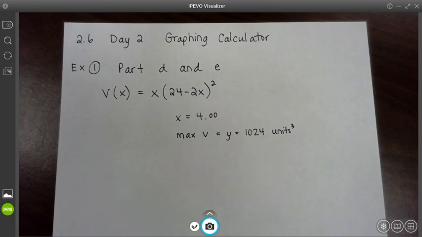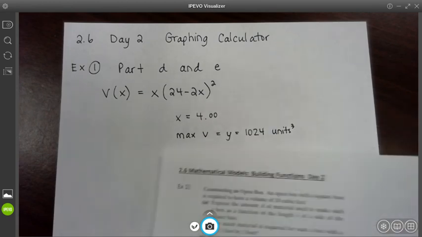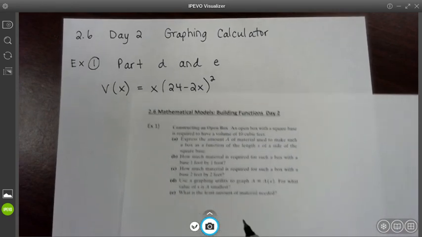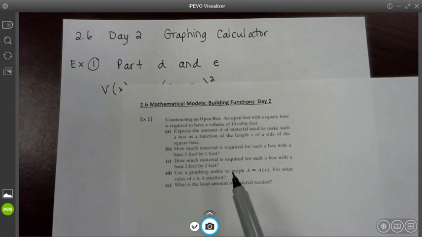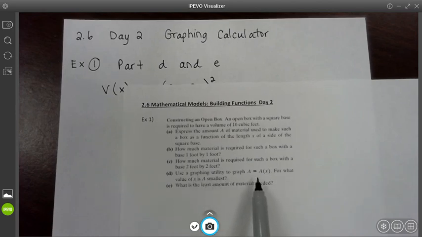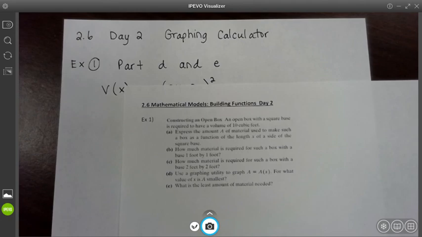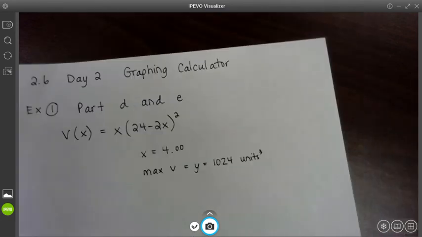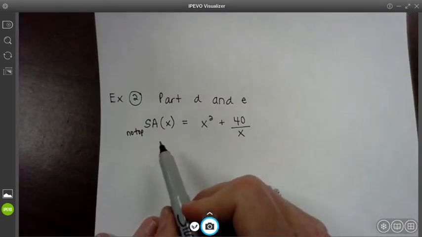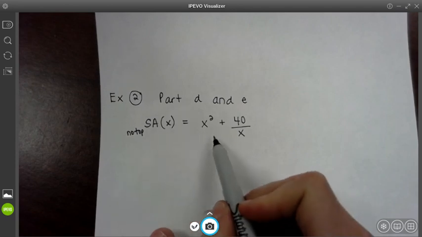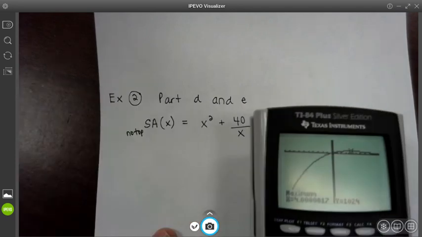Okay, all right, and then the last problem was actually this one, where we had to do the surface area as a function of the length x, and it said use a graphing utility to graph the area for what value of x is it the smallest. So now we'd be looking for a local min, and they ask what is the least amount of material needed. So we're looking for the x coordinate and the y coordinate of that local minimum. So the first thing you'd have to do is take that surface area function, again it didn't have a top, that we wrote right here, and type it into your graphing calculators.